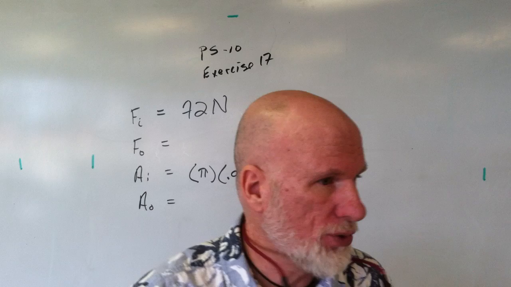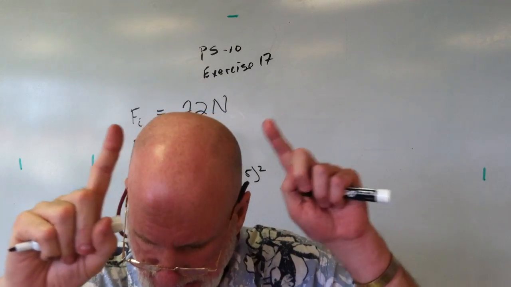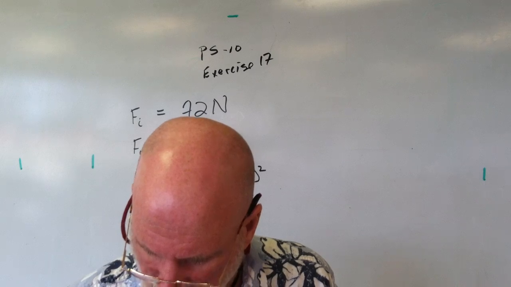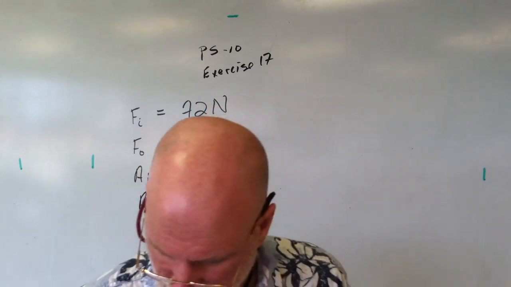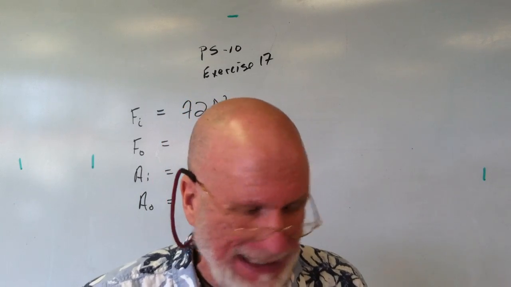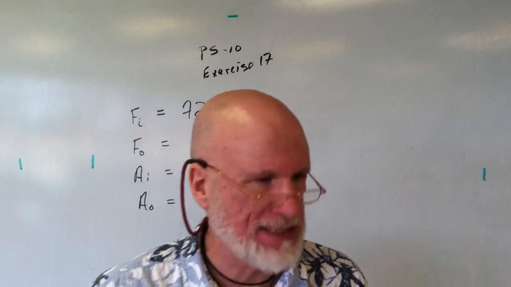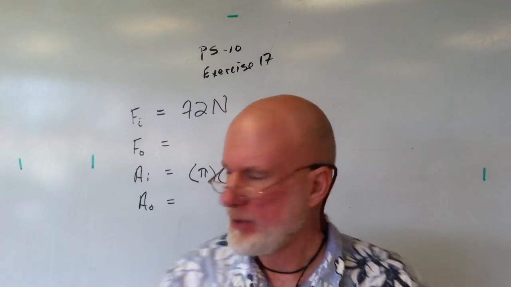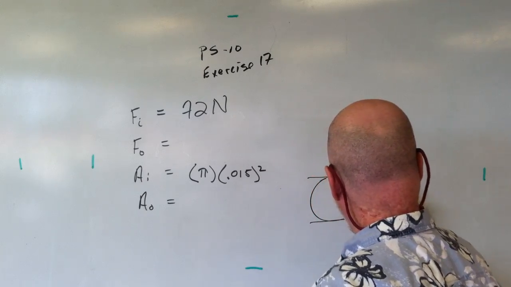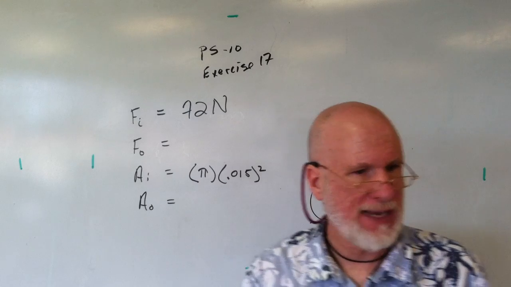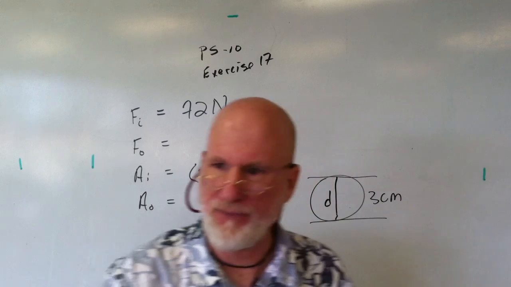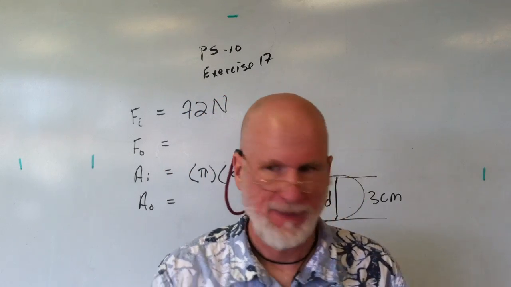Let me read you the verbiage. It says, the operator activates the rod by applying a force of 72 newtons to a 3 centimeter wide cylindrical piston. Right? So the piston is 3 centimeters. That's the piston. So that's D. Right? Half of D, correct?